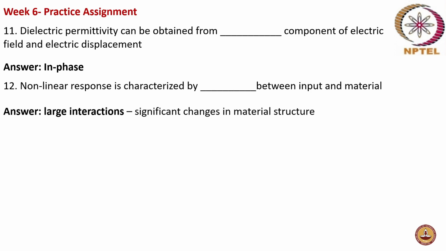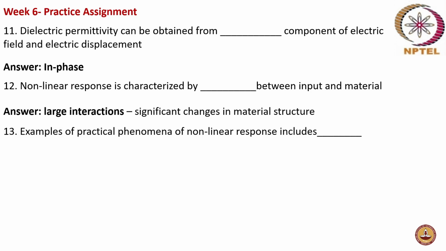When the input parameter, whether it is a load, stress or strain, or electric field, anything, is applied, it just moves away from the equilibrium and comes back in case of a linear response. Whereas in non-linear response, there will be significant changes in the microstructure. Okay. And there are larger interactions between the input parameter and the material response. Okay. Next question. Do you have any doubt? You were about to ask something.